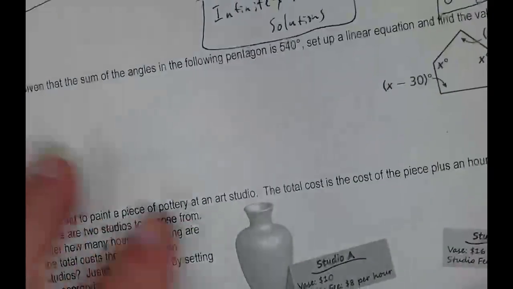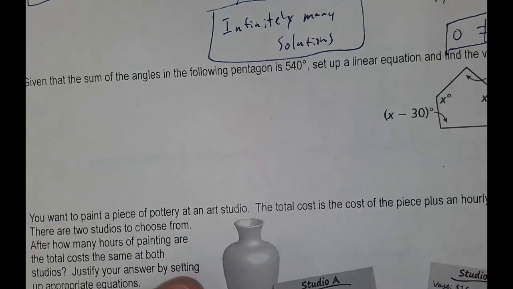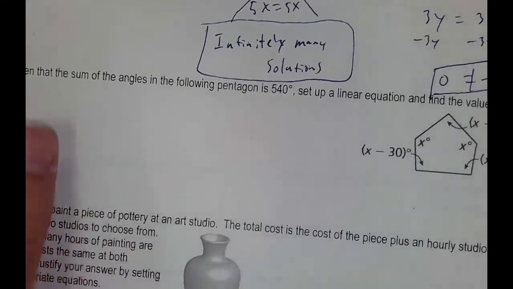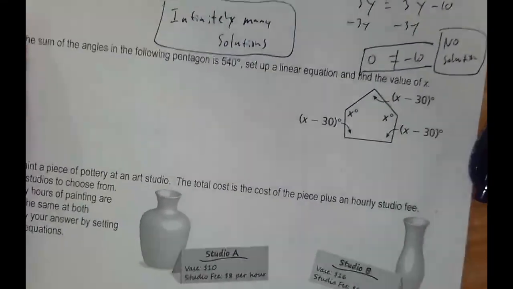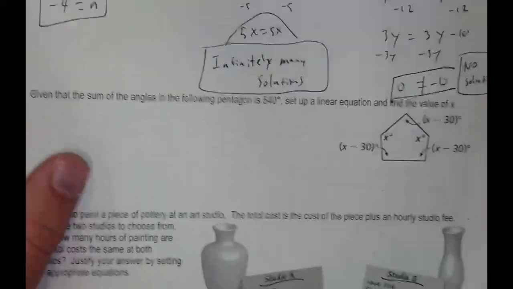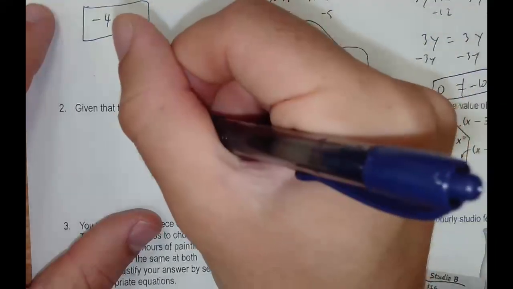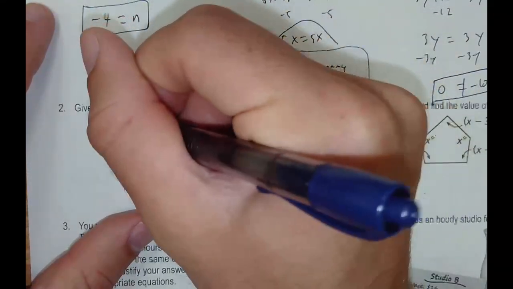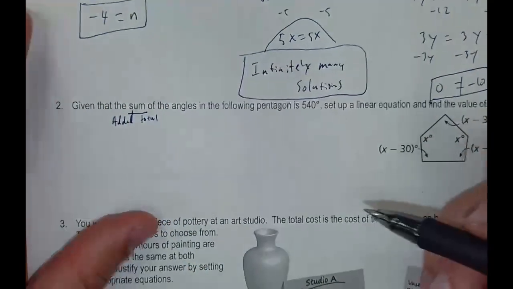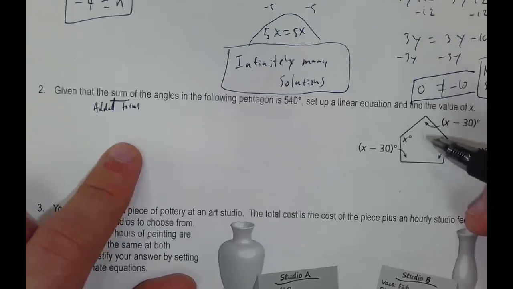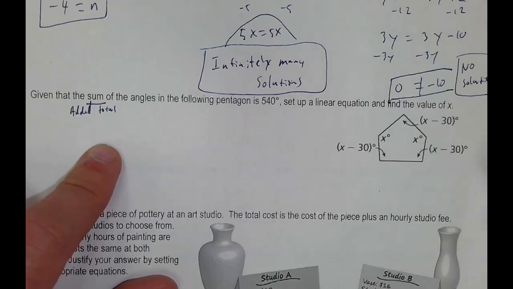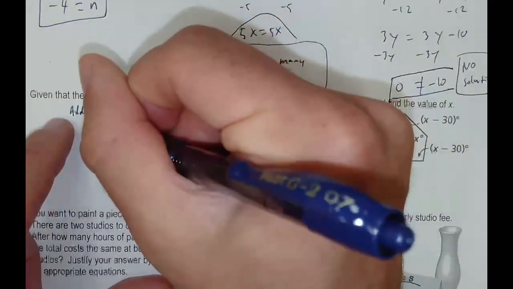Alright, number two. Given that the sum of angles in the following pentagon is 540 degrees, set up a linear equation and find the value of x. So this question is similar to a quiz question. You have to know some vocabulary here. Sum means like the added total, right? Sum means addition. So the added total, meaning if we add all these up on the inside here, that's going to be 540 degrees.